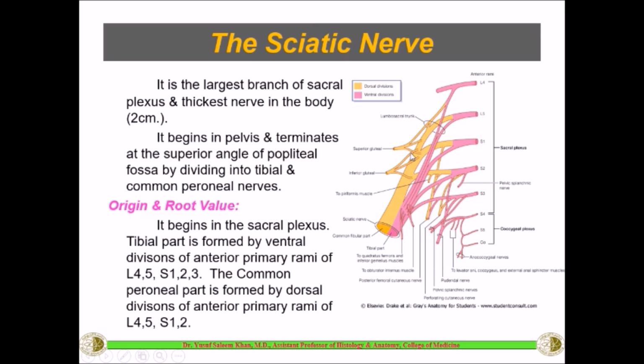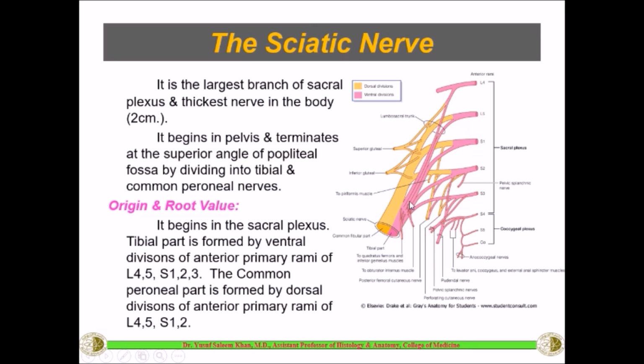So this will be the root value for the tibial part and the common fibular part. For the tibial part, the root values will be L4, L5, S1, S2 and S3. For the common peroneal part or fibular part, it will be only L4, L5, S1 and S2. There will be no S3.